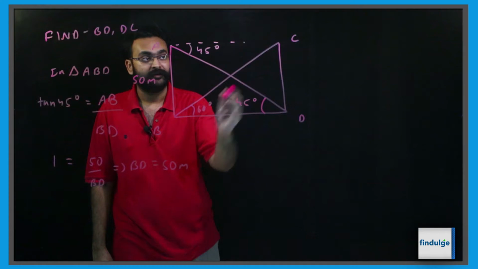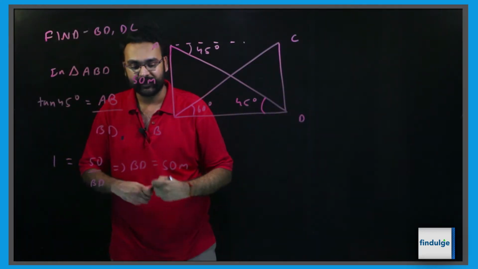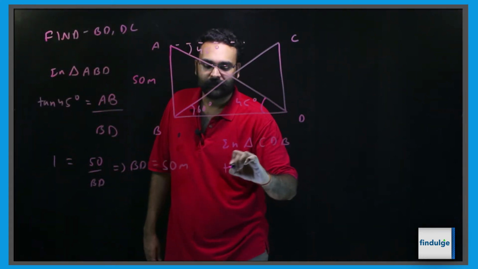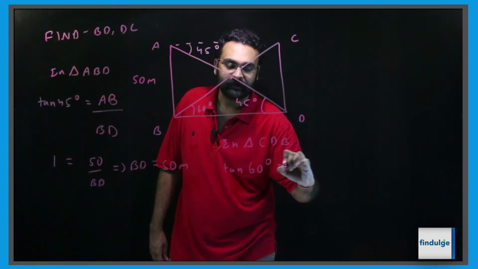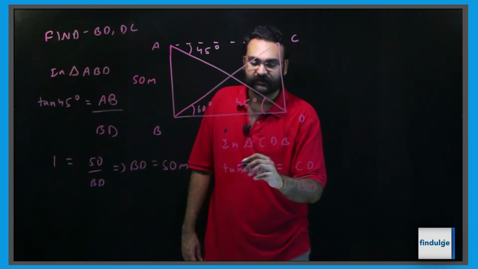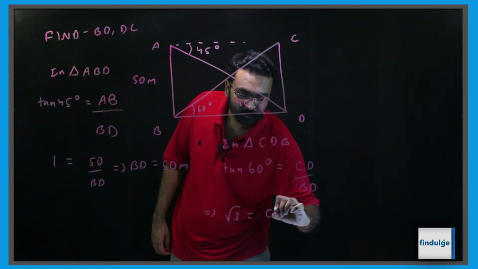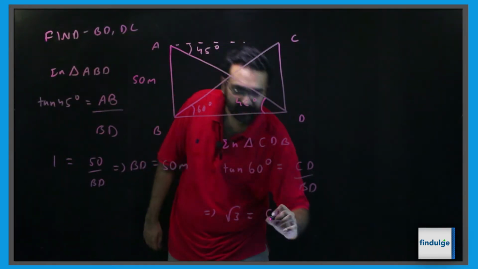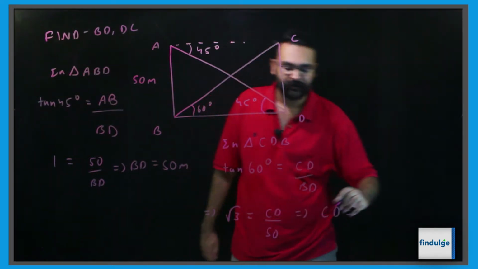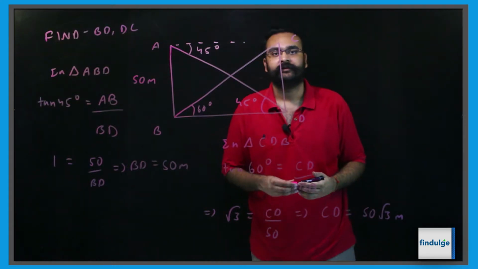I know this angle. This is again perpendicular upon base. So tan 60 in triangle CDB, tan 60 degrees is CD upon BD. Tan 60 is nothing but root 3, which is equal to CD upon BD, and BD, which we've just calculated, is 50, which means the height of the tower CD is 50 root 3 meters.